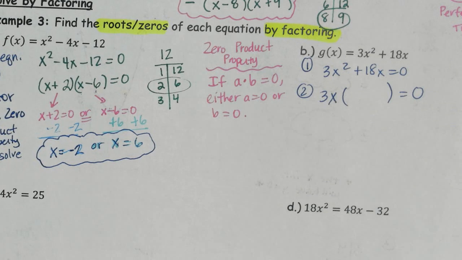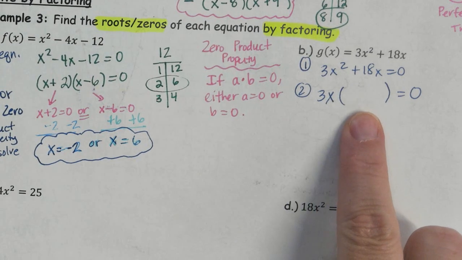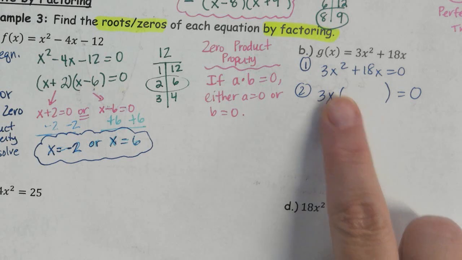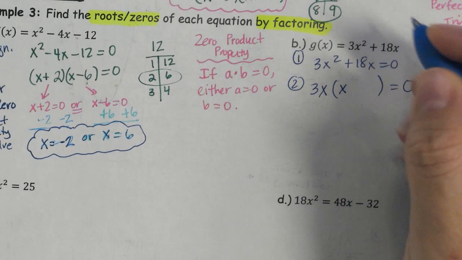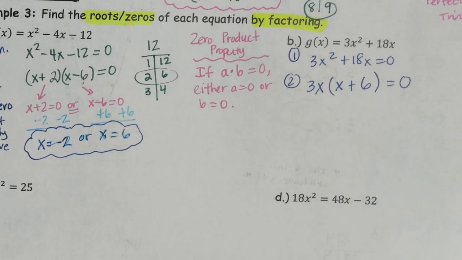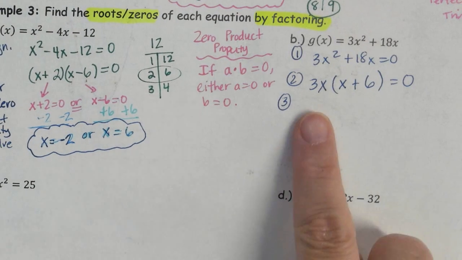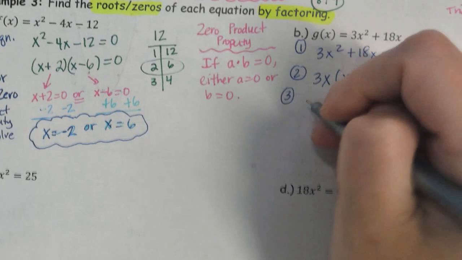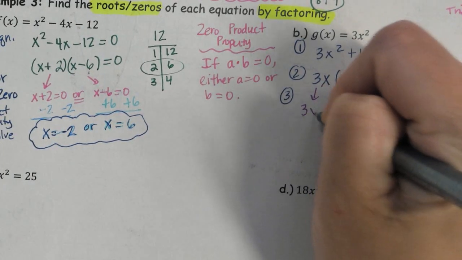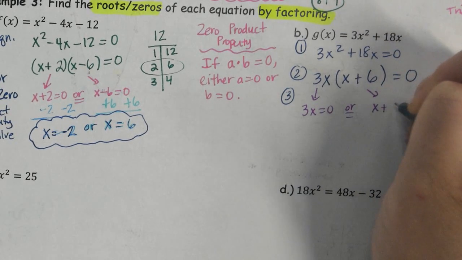And then when you're taking out the GCF, notice I always just put one parentheses because all I'm doing is dividing. Okay? So 3x squared divided by 3x is x. 18x divided by 3x is 6. Okay? And then my last step, this is a factor. 3x is a factor, so I have to set that equal to 0. So it's either 3x equals 0 or x plus 6 equals 0.